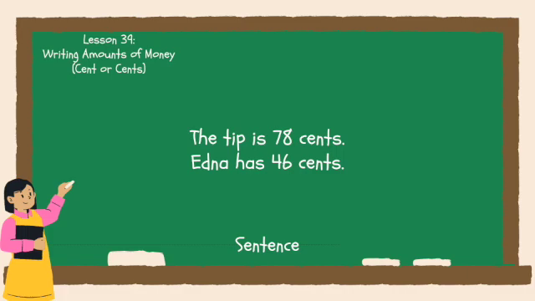Okay, another two sentences. Again, you get your pen and your clean sheet of paper. So you answer this. You give me the strokes. The tip is 78 cents. Edna has 46 cents. So how are you going to write these two sentences? In 3, 2, 1, 0, let's reveal the answer.